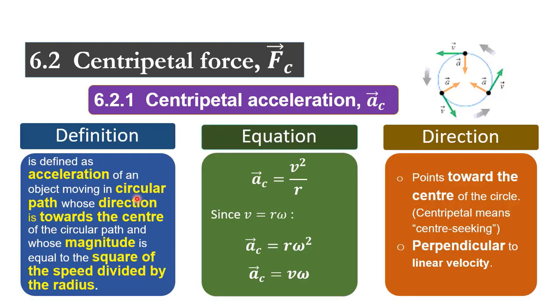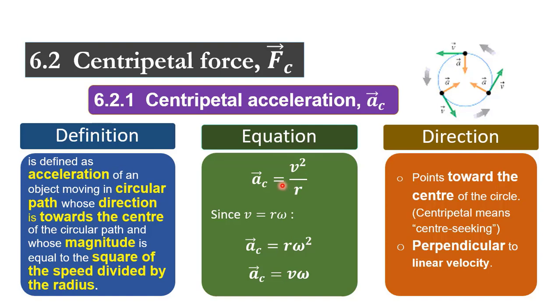Centripetal acceleration is defined as the acceleration of an object moving in a circular path whose direction is towards the center of the circular path and whose magnitude is equal to the square of speed divided by the radius. It is written as a_c equal to v squared over r. I will show you the direction of this centripetal acceleration equation, a_c equal to v squared over r, later on.